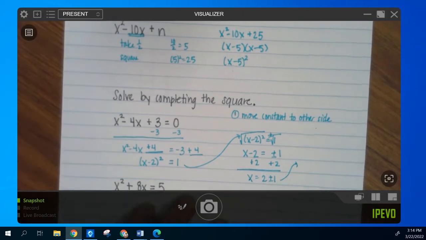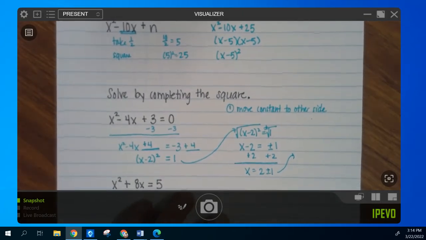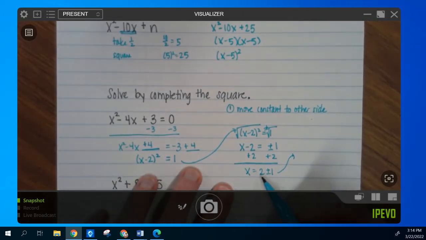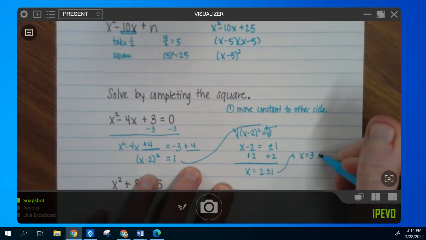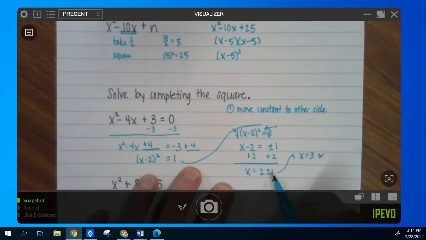And so I'm going to get my two solutions that I could have gotten if I could have just factored this from the start. X is going to equal 2 plus 1 or 3, or x is going to equal 2 minus 1 or just 1. And those would be my two solutions if I'm solving by completing the square.